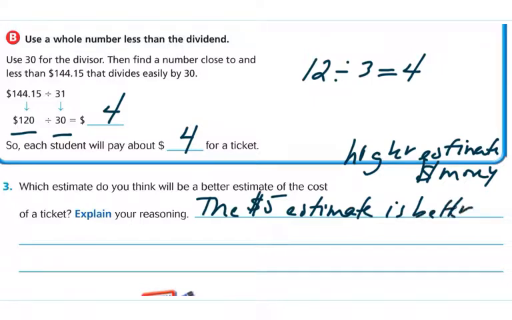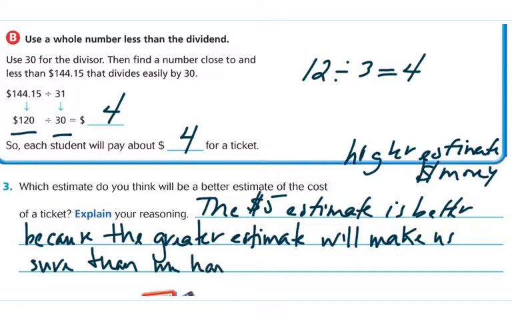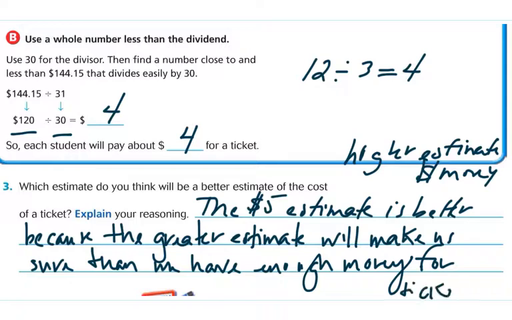because the greater estimate will make us sure that we have enough money. If we don't have enough money, boys and girls, for the tickets, that's going to be a problem, because that means that someone's going to be left out. So for this one, we want to go with the greater amount.